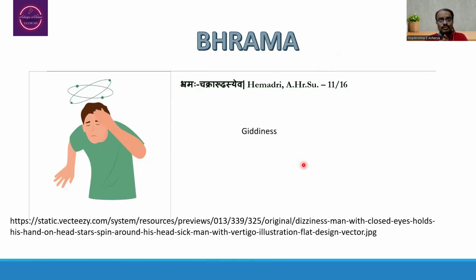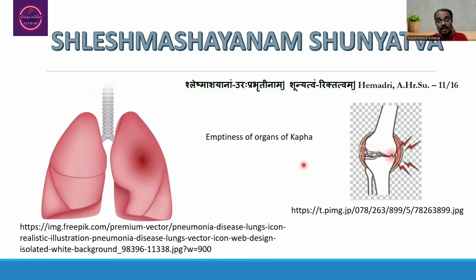Brahma refers to Chakrarudhasyaiva, as if the cycle or some kind of round object is moving one's head over one side. That kind of feeling will be there in cases of Brahma. The person, in other words, will be having giddiness. Shleshma Shunyata. Shleshma Shayanam Uraha Prabhritinam Shunyatvam. So that will be empty.